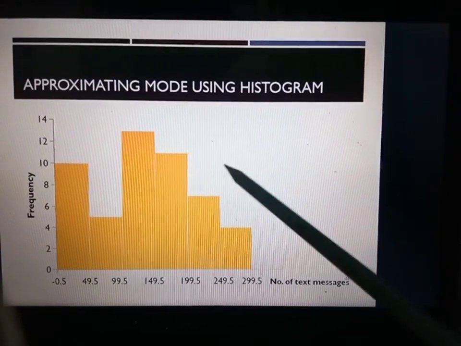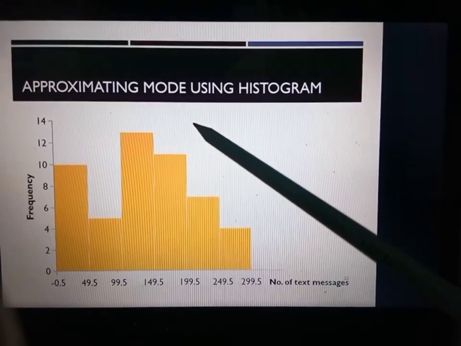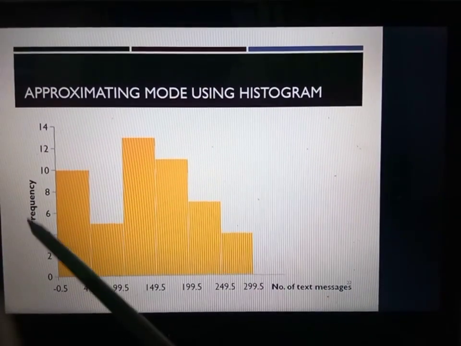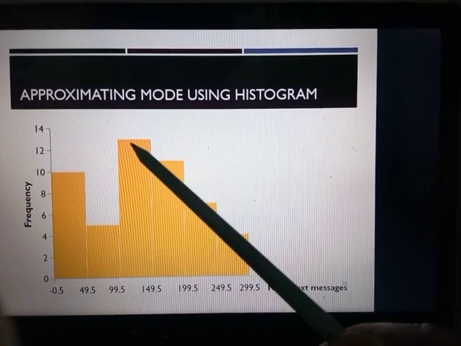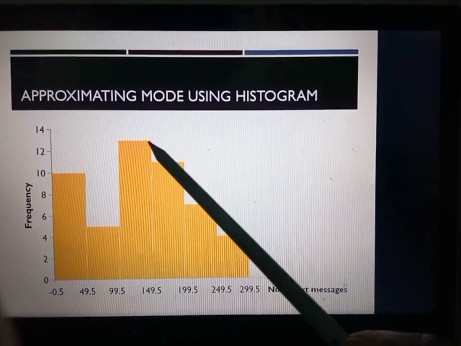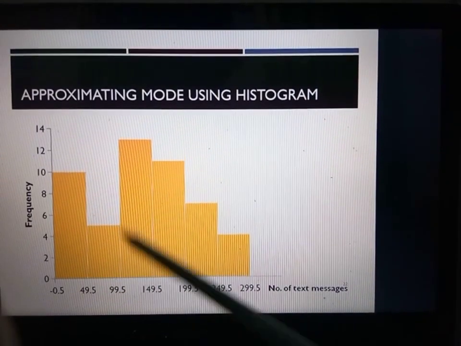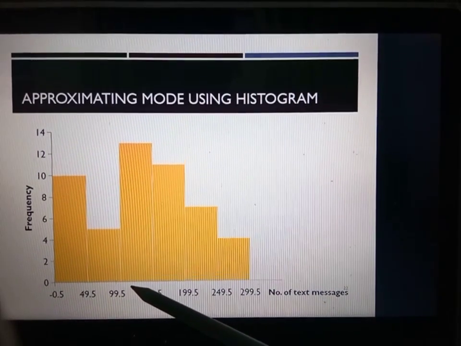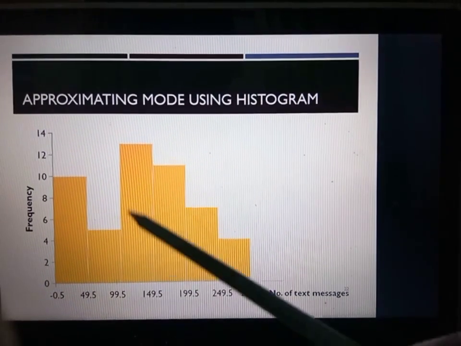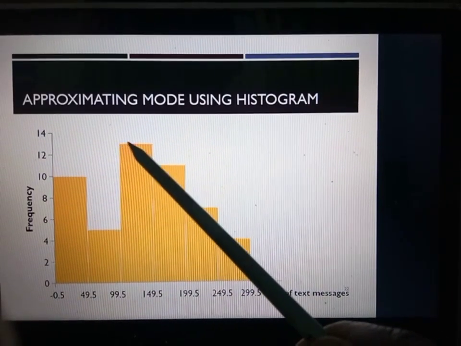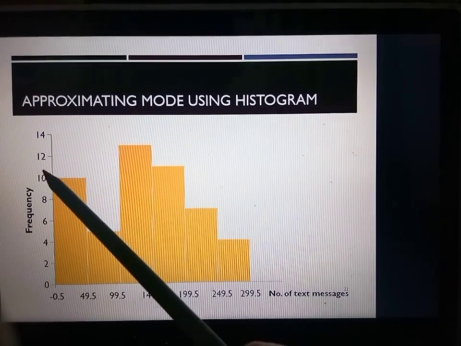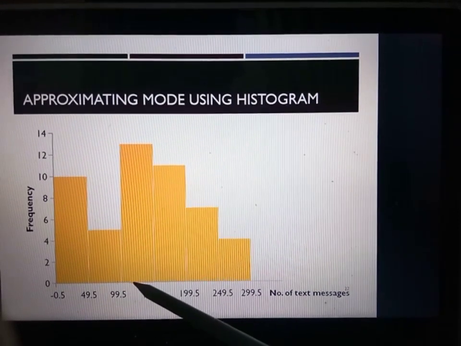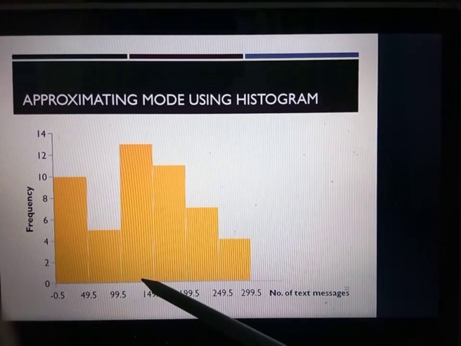If we use a histogram, we are able to see the mode by looking at the most frequent data. From the frequency here, we can see the most frequent data falls on this value. So we can refer to the graph by looking at the highest frequency on the y-axis. This will be the mode of the data using the histogram.